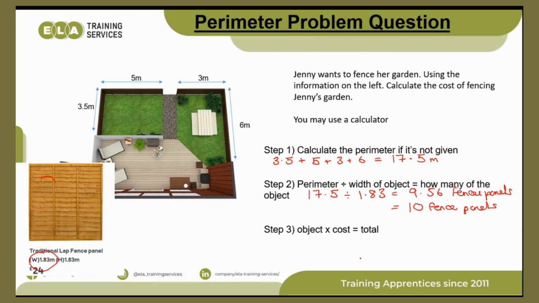And then lastly, we do our object multiplied by our cost. So we know we need 10 fence panels, multiplied by £24 they are each, and our total is £240. And that is how we calculate perimeter and how we do problem questions associated with perimeter.